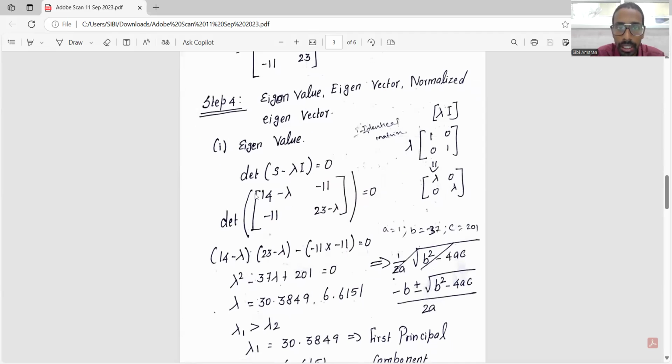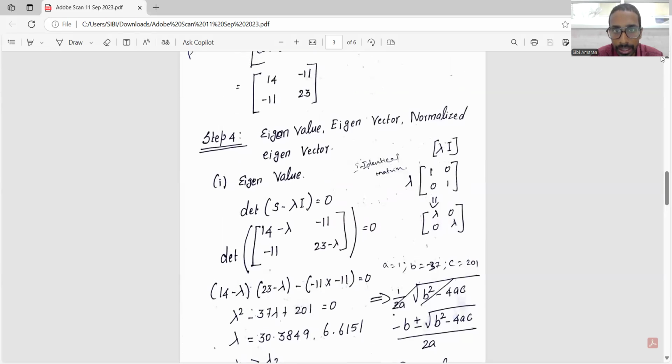The formula is determinant of S minus lambda I equal to 0. So what is the S value? S represents the covariance matrix. So 14 minus lambda, where I means the identity matrix, so lambda, 0, 0, lambda. If I substitute that, I will be getting this value.